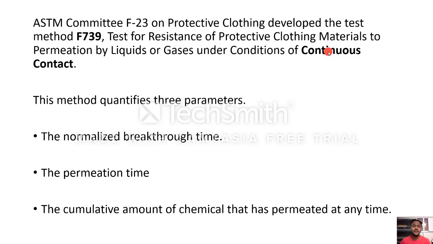By this method we quantify 3 parameters. One is the normalized breakthrough time, another is the permeation time, and another is the cumulative amount of chemical that has permeated at any time. Here we are not checking the normal breakthrough time. Here we are checking the normalized breakthrough time, because there are various analytical methods that are normally used to study this. So we are checking the normalized breakthrough time and permeation time, how much time it takes to permeate, and finally the cumulative amount of chemical that has permeated at any time. So it is the total cumulative amount of chemical. How this system works, we will see.